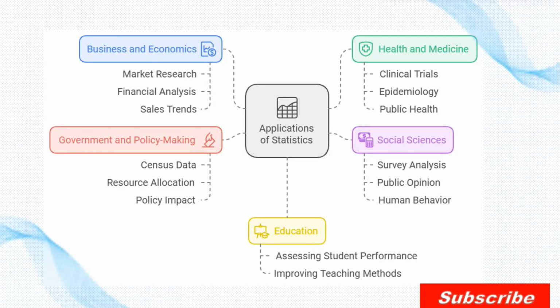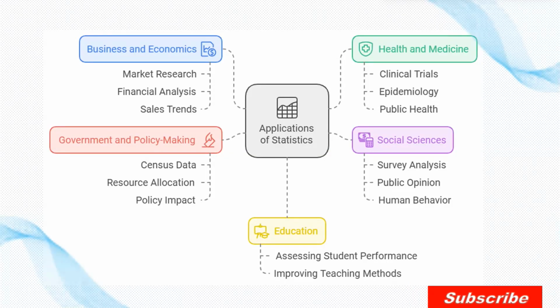In social sciences, sociologists, psychologists, and political scientists all rely on statistics to study human behavior, understand societal trends, and analyze public opinion. For example, survey statistics are commonly used in social sciences to gauge public attitudes or preferences.